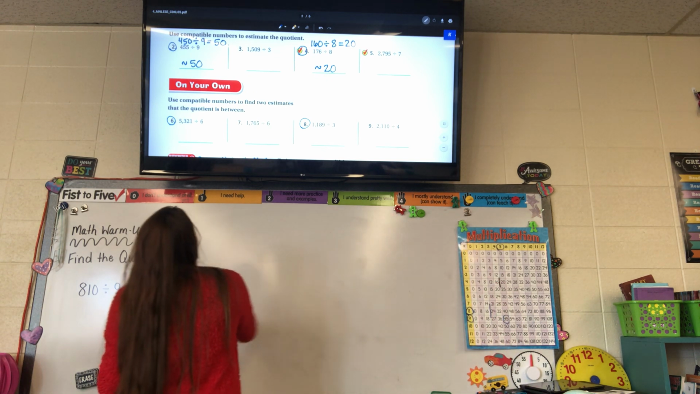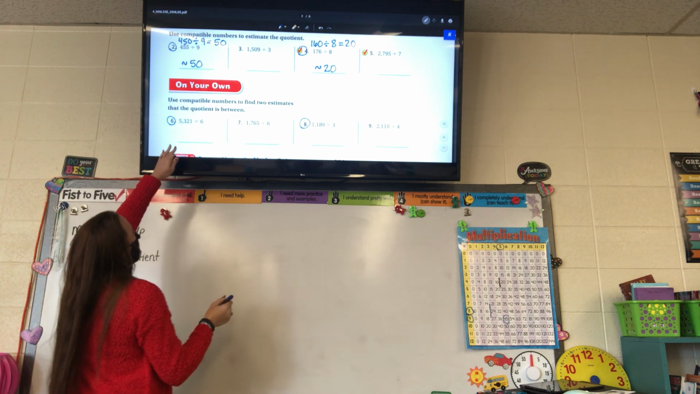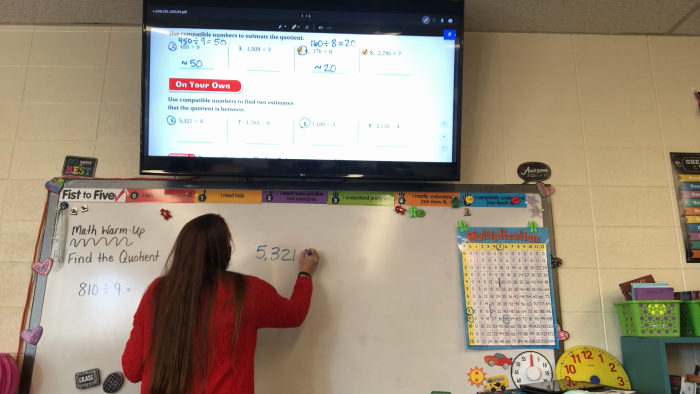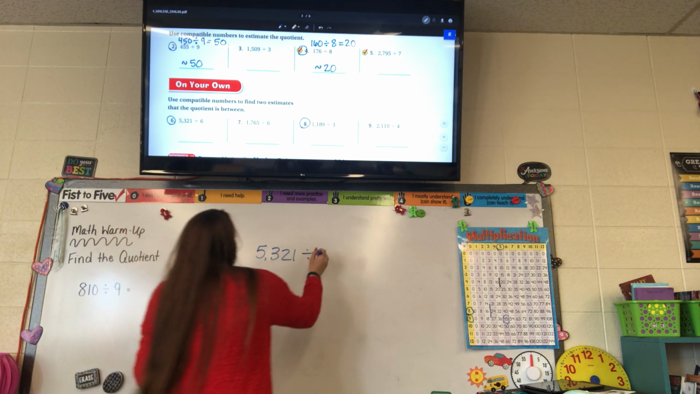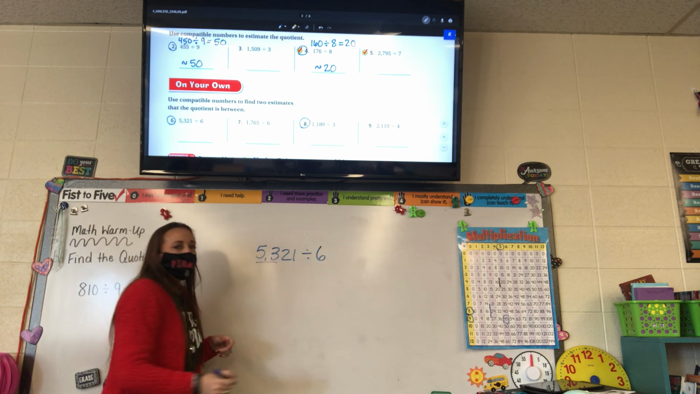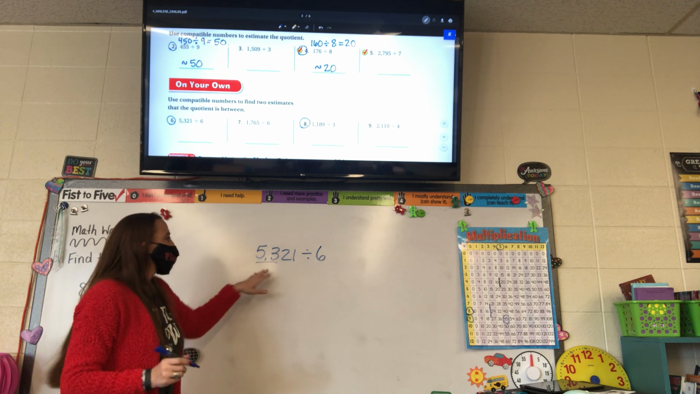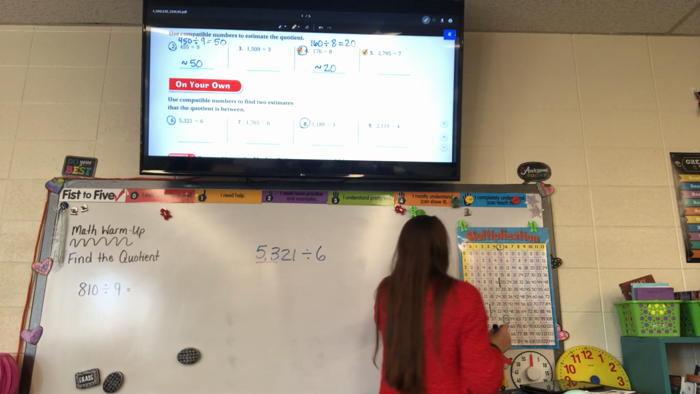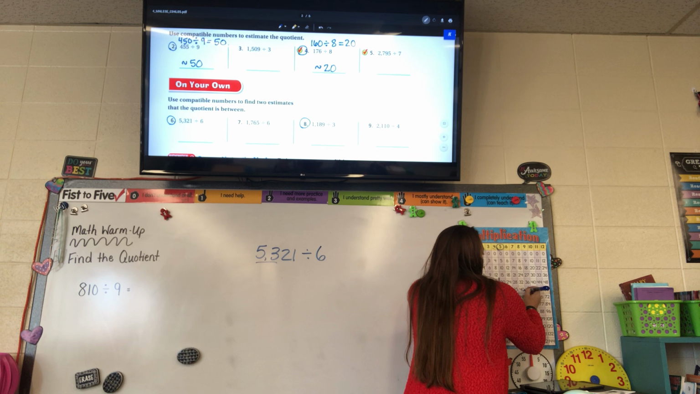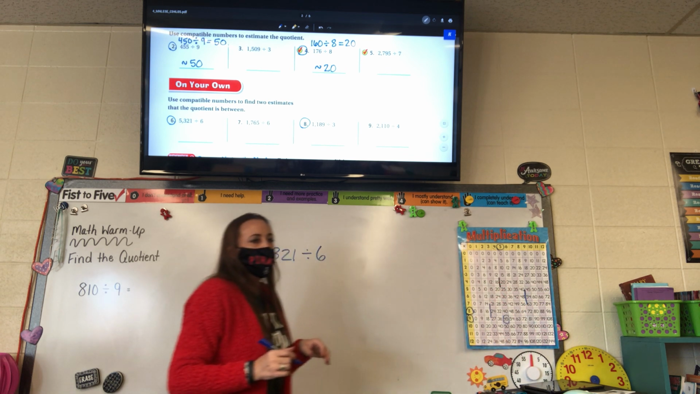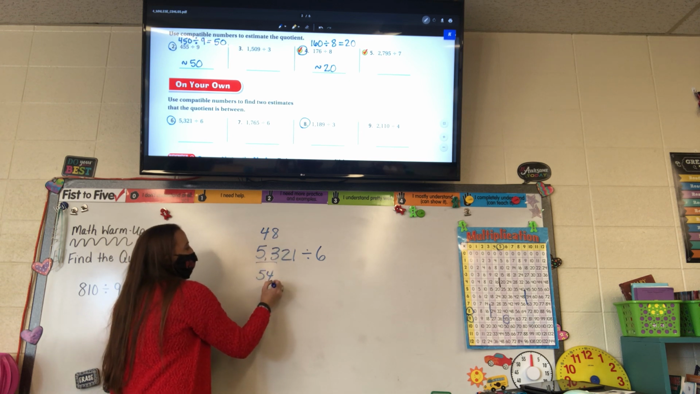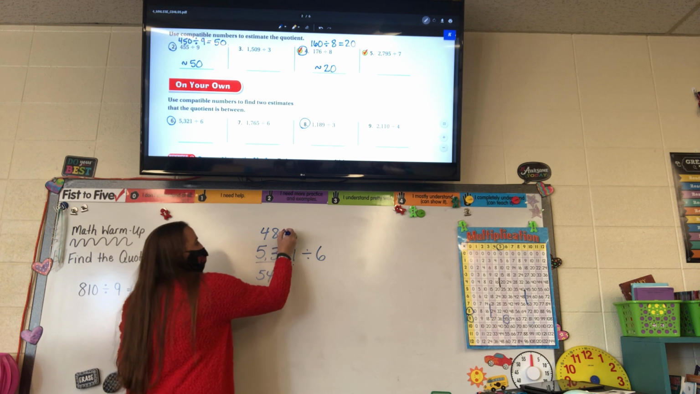Can we try this? Now we're going to do number 6, which is going to have 2 answers. 5,321 divided by 6. So just like we did before, Cash, we're going to underline the 53. Head over to the 6 row and look for 53. 53 would be between what? 48 and 54. 48 on top, 54 on bottom. How many zeros do we have to add on? 2.